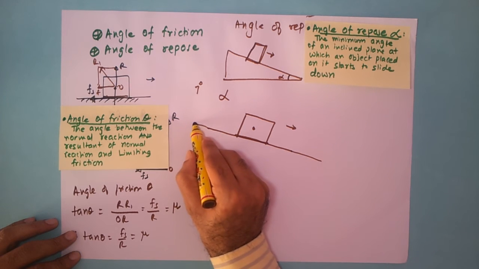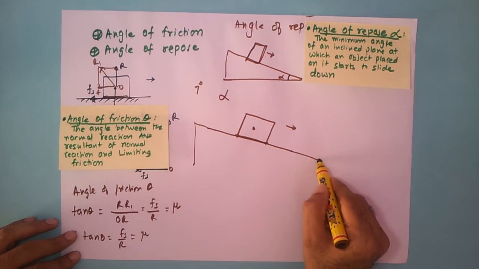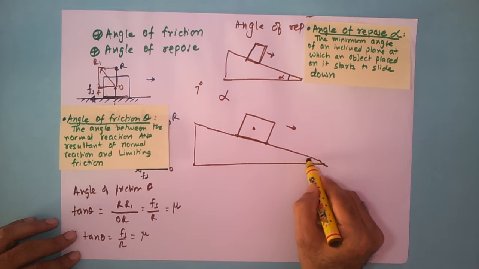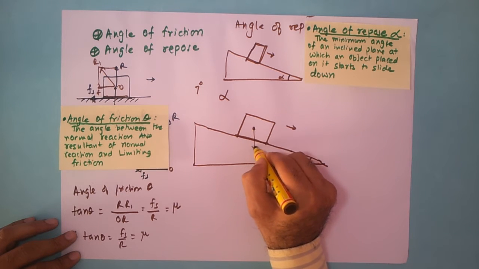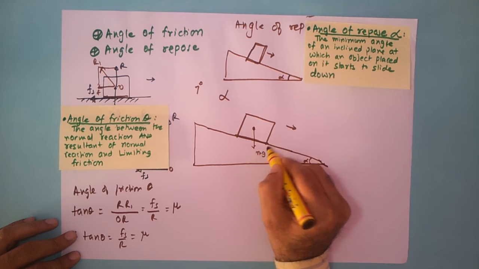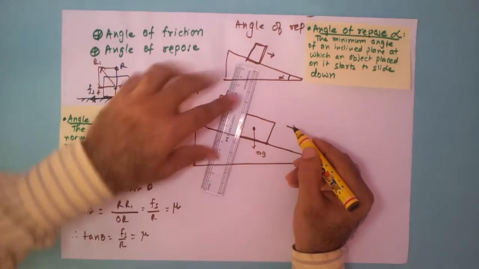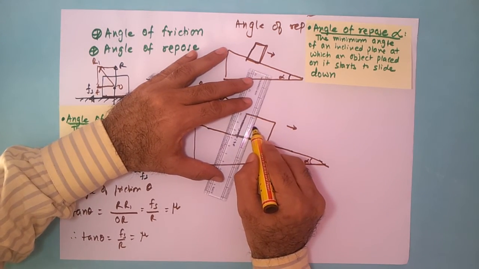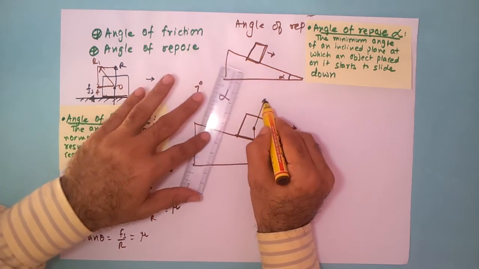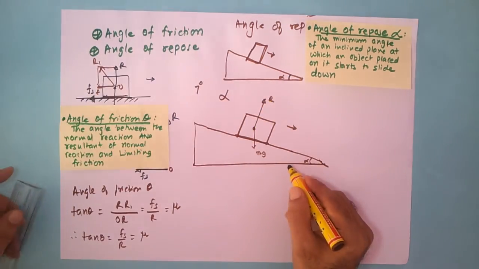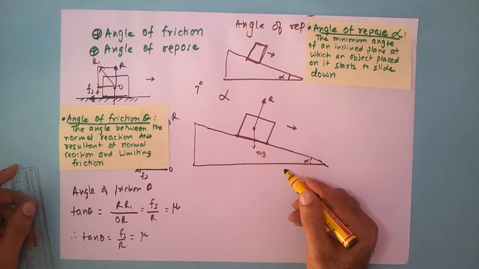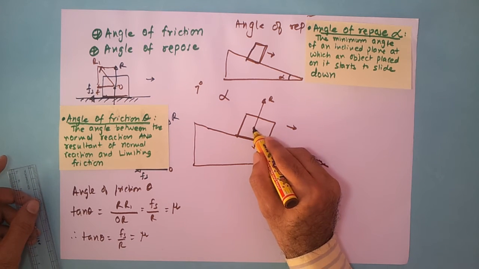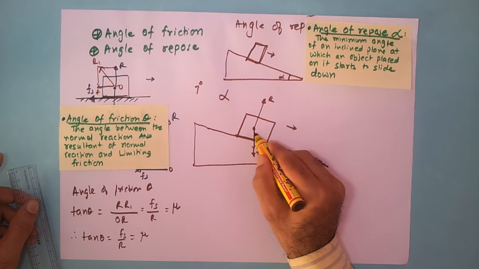Let us say this angle is, say, alpha. So the forces that come into play are mg acting in the downward direction. Normal reaction will be perpendicular to the surface like this. So this is the normal reaction R. Now let me make this slightly longer so that I'm able to draw a better diagram.